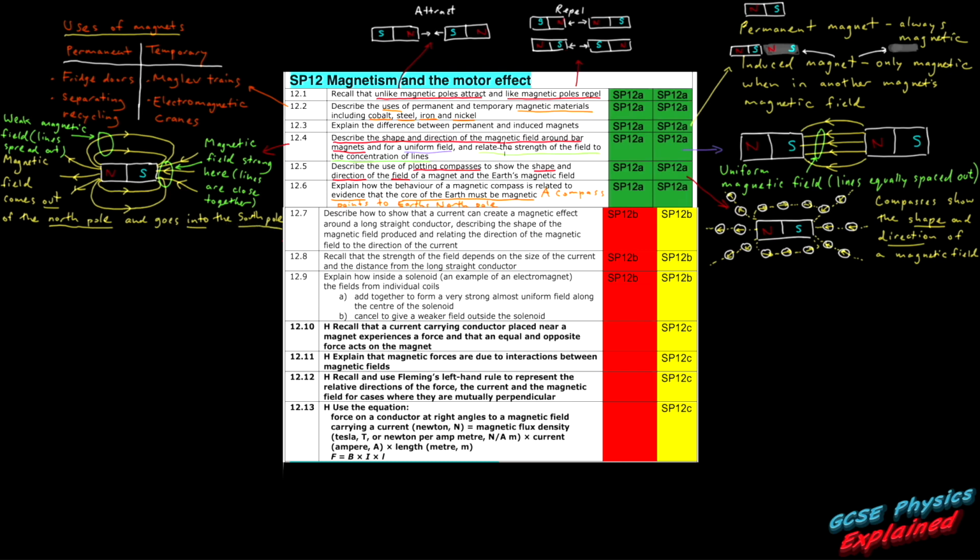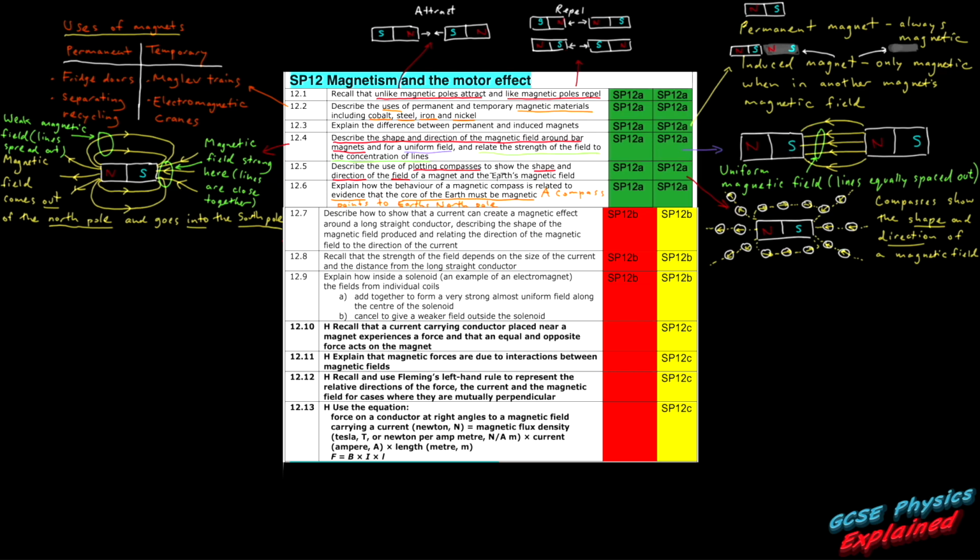Describe the shape and direction of the magnetic field around a bar magnet and for a uniform field. So for a uniform field, you'd have this plate here and this plate here, which are parallel to each other. And you'd have uniform magnetic field lines equally spaced out going from the north to the south. Notice around the edges here, it's not quite uniform, so it's just this part right in the middle between the 2 poles.